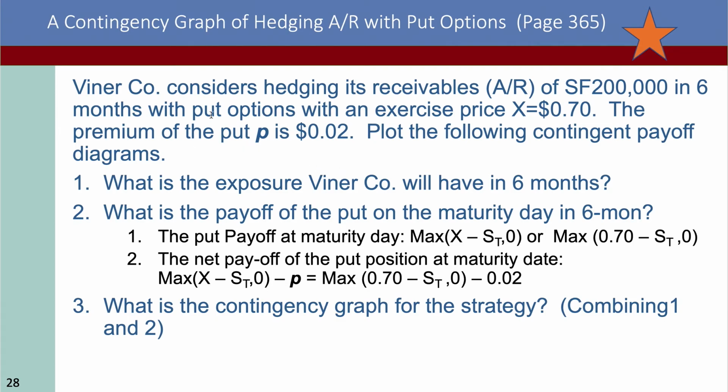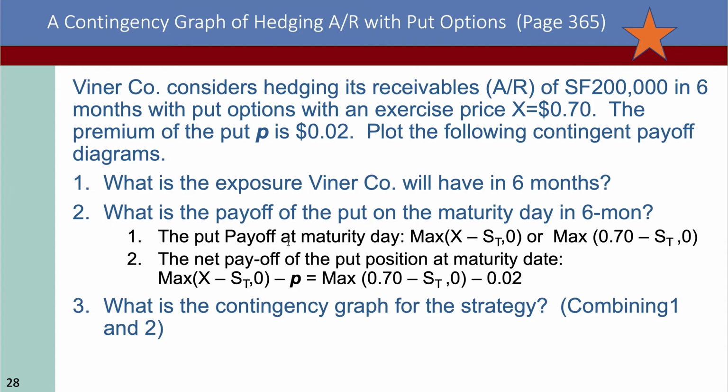Here's the example. The company considers hedging its receivable, payable. Oh, here's using S; I didn't change this one. The Swiss franc, 200,000 in 6 months, with a put option, exercise price 0.7. The premium of the put is 2 cents, $0.02. Plot the following contingent claim diagram. What is the exposure with the 6 months? What is the payoff?